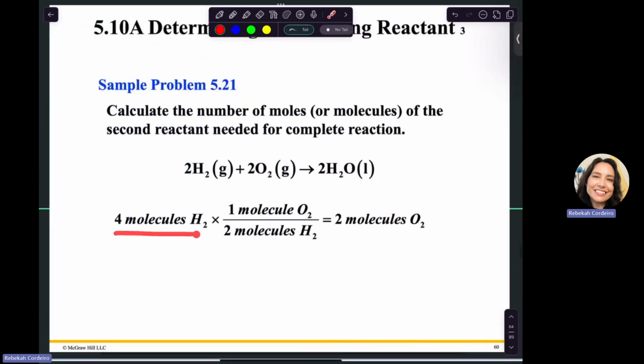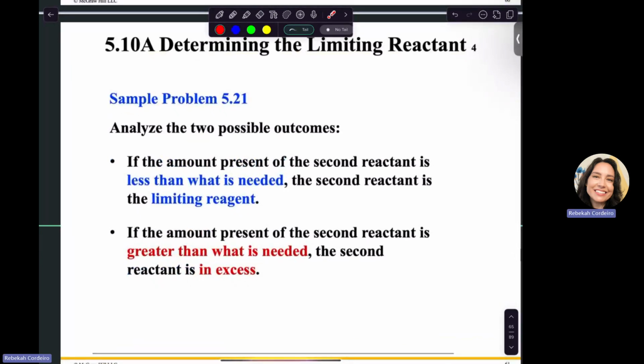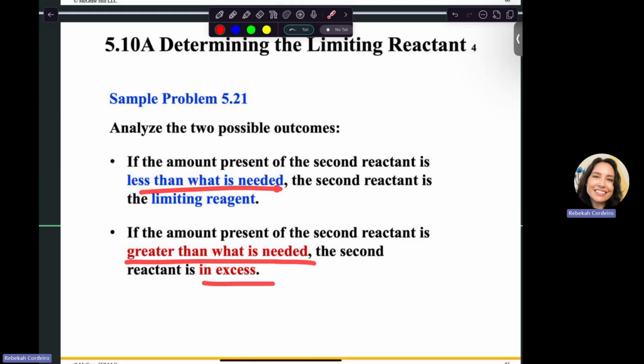If we have 4 molecules of H2, we need 2 molecules of O2 because of this 2-to-1 ratio. We have 3 molecules of O2. So we have more than what we need, so the O2 is in excess. If we had less than what we need for the O2, we would call that the limiting reactant or limiting reagent. So it just kind of depends on what the outcome is.